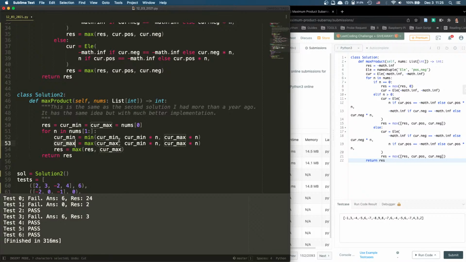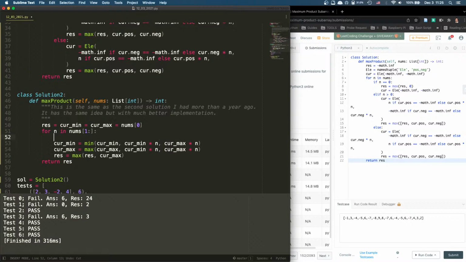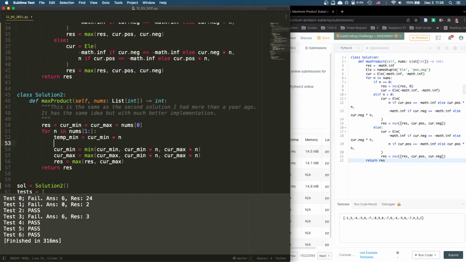Hold on. So basically, say temp min is current min times n. Temp max is current max times n. Current min is going to be the minimum of temp min and temp max. That's my understanding, but I feel like this is... Nope.